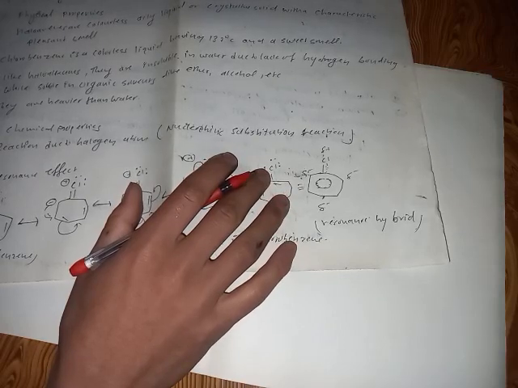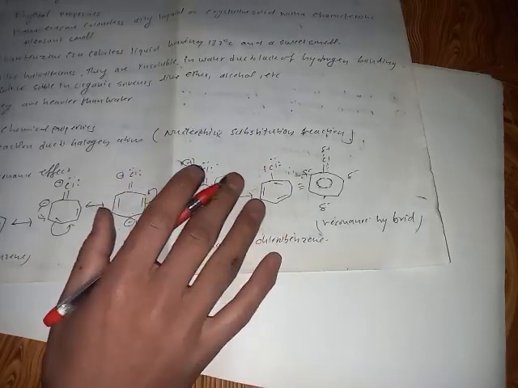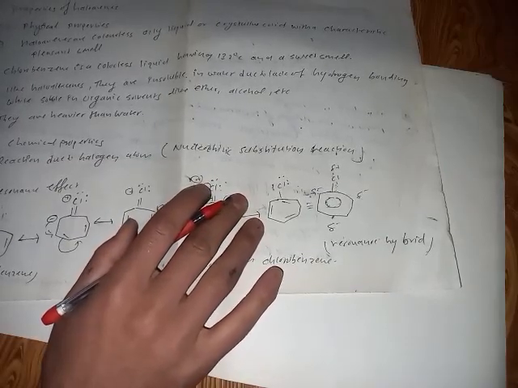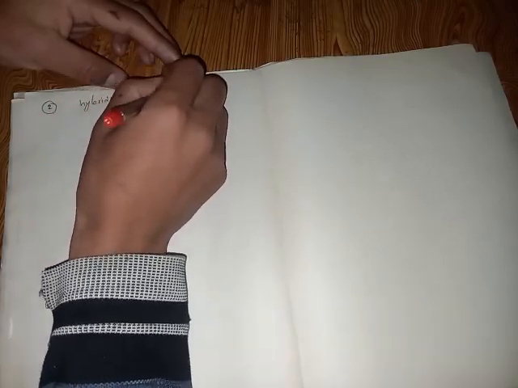The next factor is the hybridization effect. It is most important, so next I'm going to discuss the hybridization effect. Next, point number 2, the hybridization effect. The hybridization of the carbon in the haloarene is sp2.